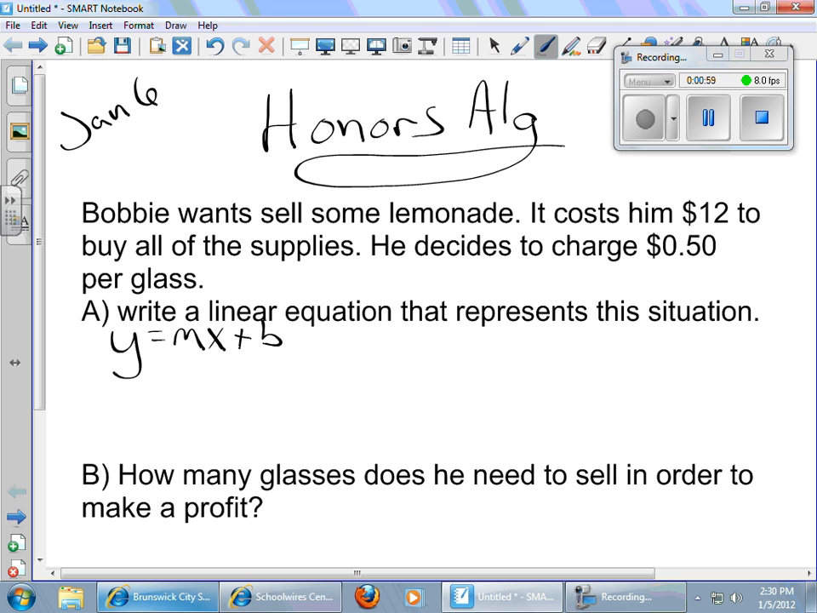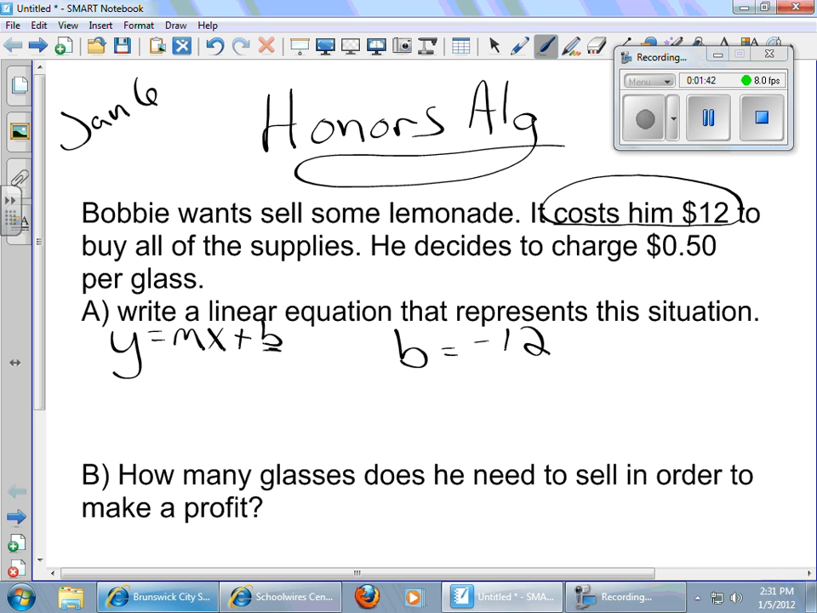If I knew the slope and I knew the y-intercept of the story problem, I could write my equation pretty easily. Well, let's try that. b is the y-intercept, but it also means beginning. At the beginning, before Bobby has sold a single glass of lemonade, how much money has he made? You might be thinking he's made $12, but actually you're incorrect. It costs him $12 to buy all the supplies, the lemonade, the sugar, the cups, maybe the little sign he's going to make, the markers to help make the sign. So at the beginning, he's in the hole $12.